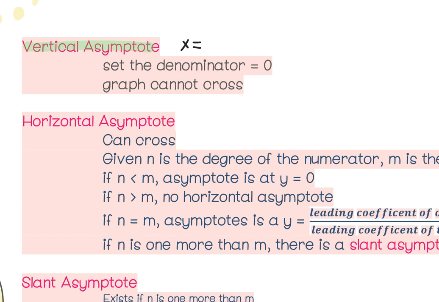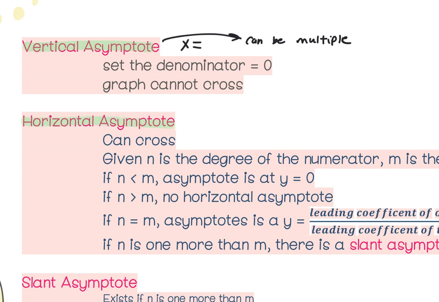There can be more than one vertical asymptote. Usually there's at least one in this kind of function, there are exceptions, but usually there's at least one. But there can be 2, there can be 3. There's no limit to how many vertical asymptotes there are. And again, we find them by setting the denominator equal to 0.